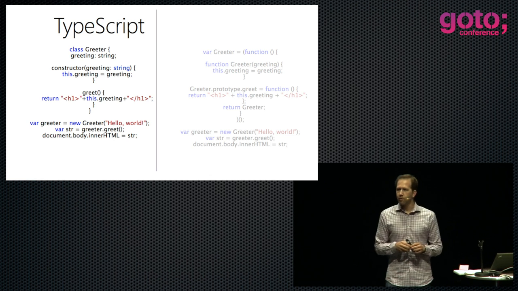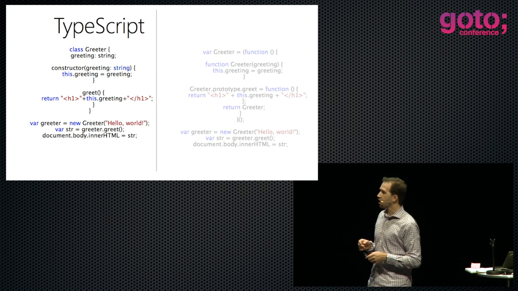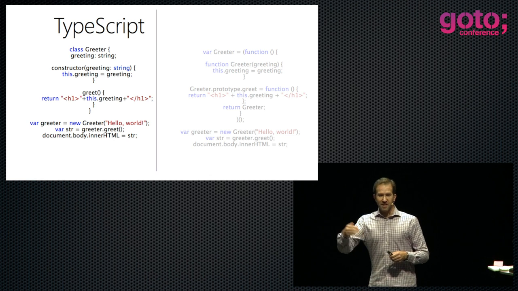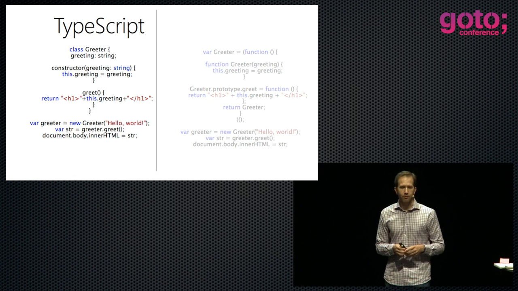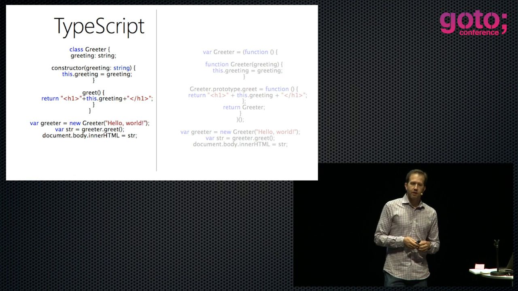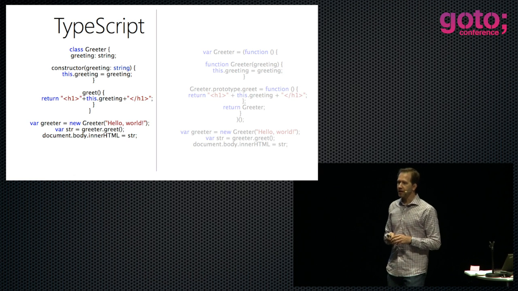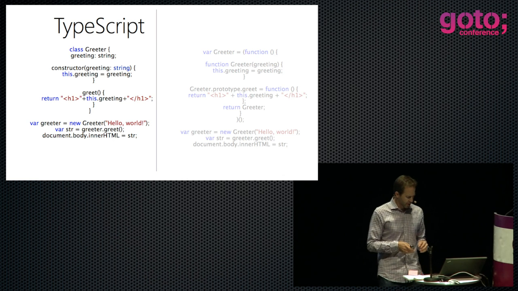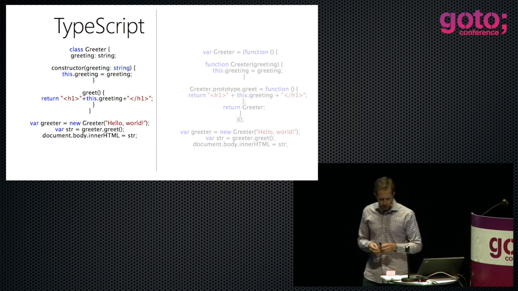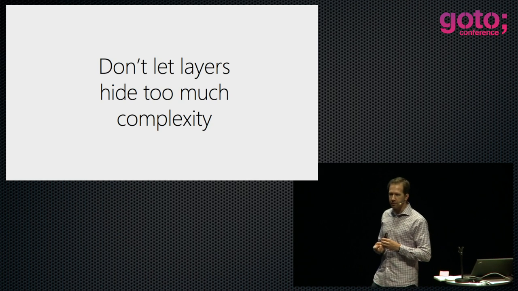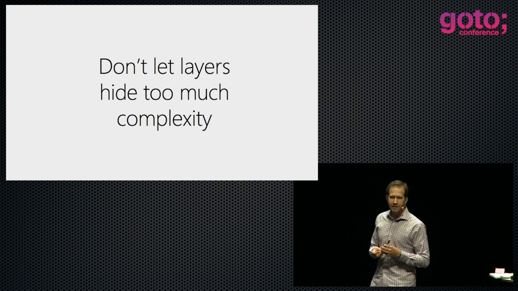It's unclear whether that will happen with languages like TypeScript and CoffeeScript, or whether that will be fixed in the next version of JavaScript or not. But the point is, it's on everyone's machine, and it is a free virtual machine we need to start utilizing. But I would encourage people to not let layers hide too much complexity.